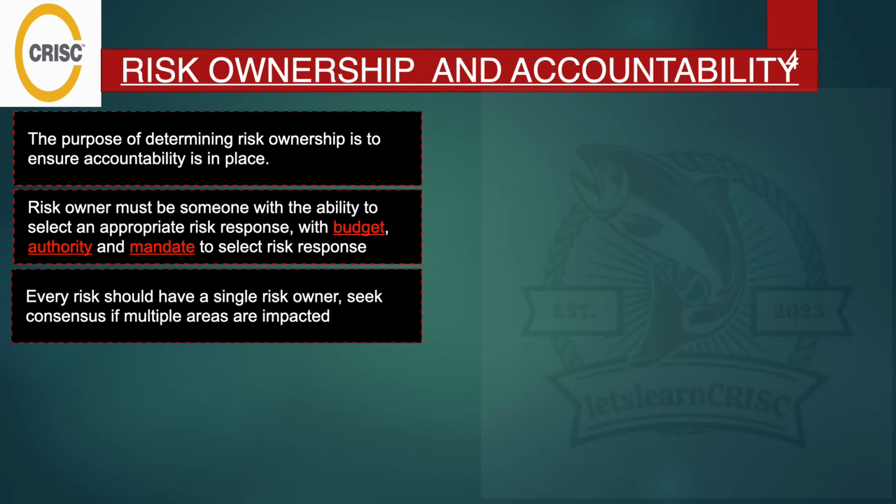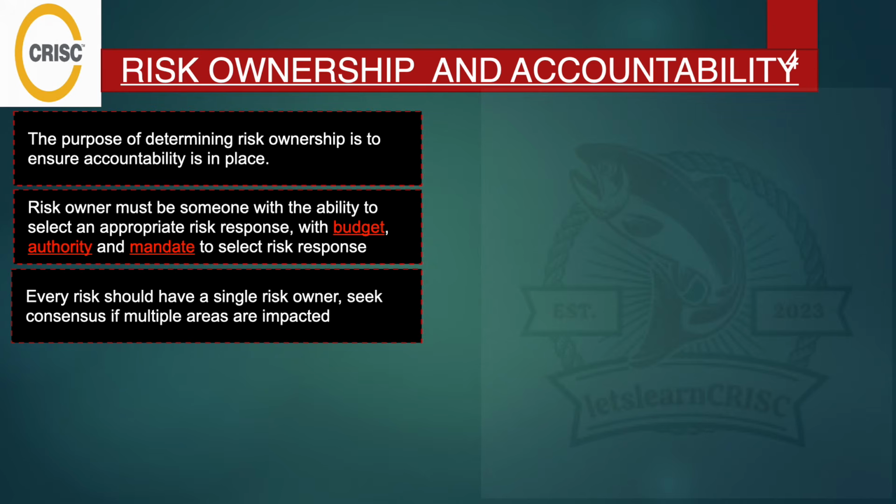It is also important to emphasize that assigning a single risk owner for each risk is essential for accountability. So, having multiple owners for a single risk can result in confusion, lack of coordination, and diffusion of responsibility, making it challenging to take decisive action to address the risk.